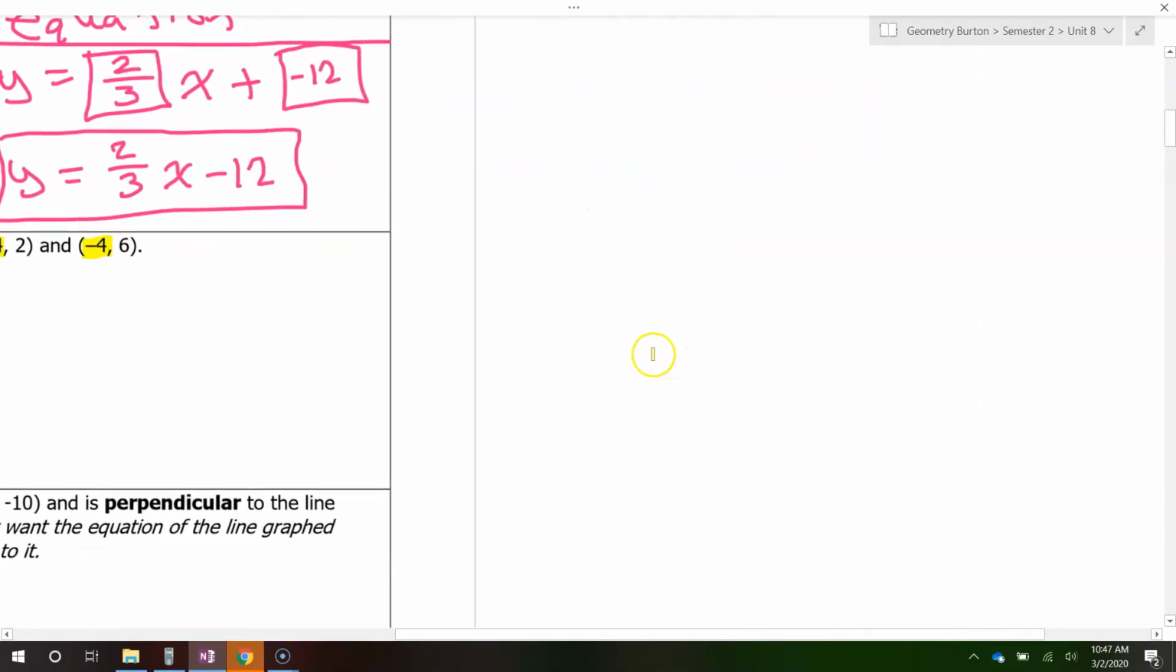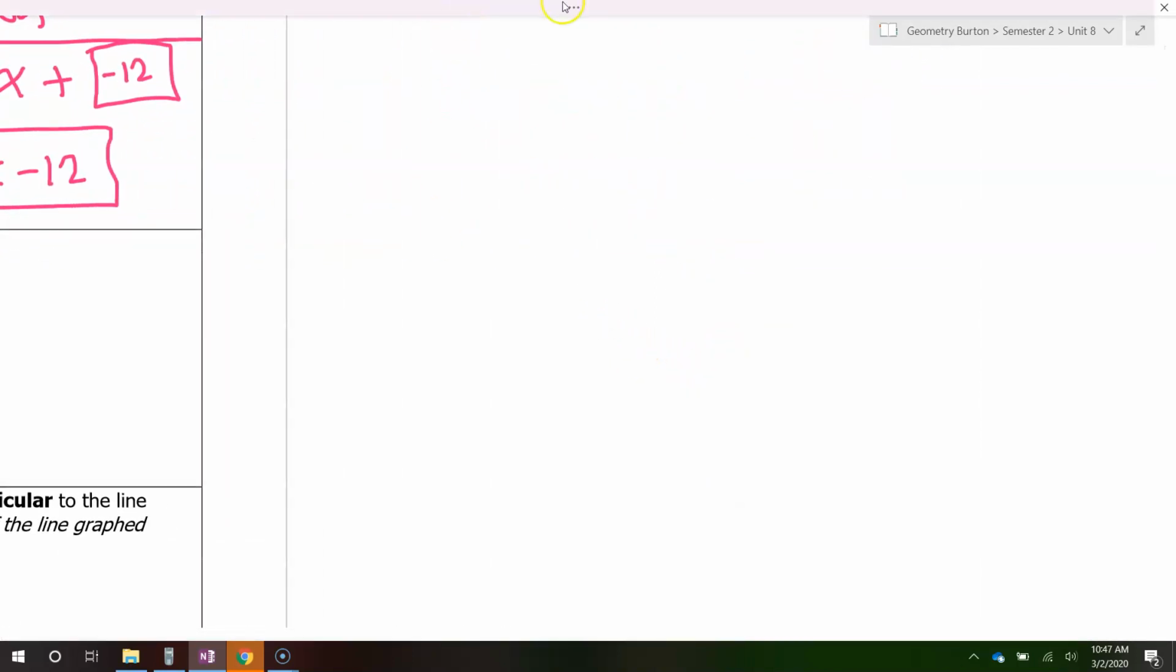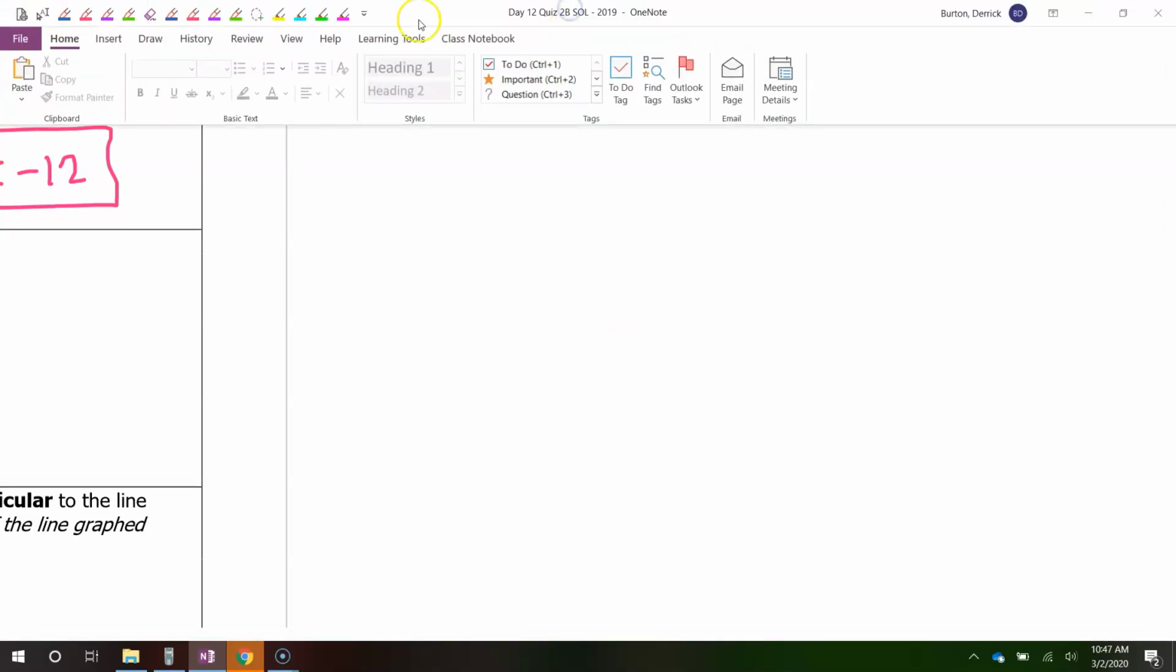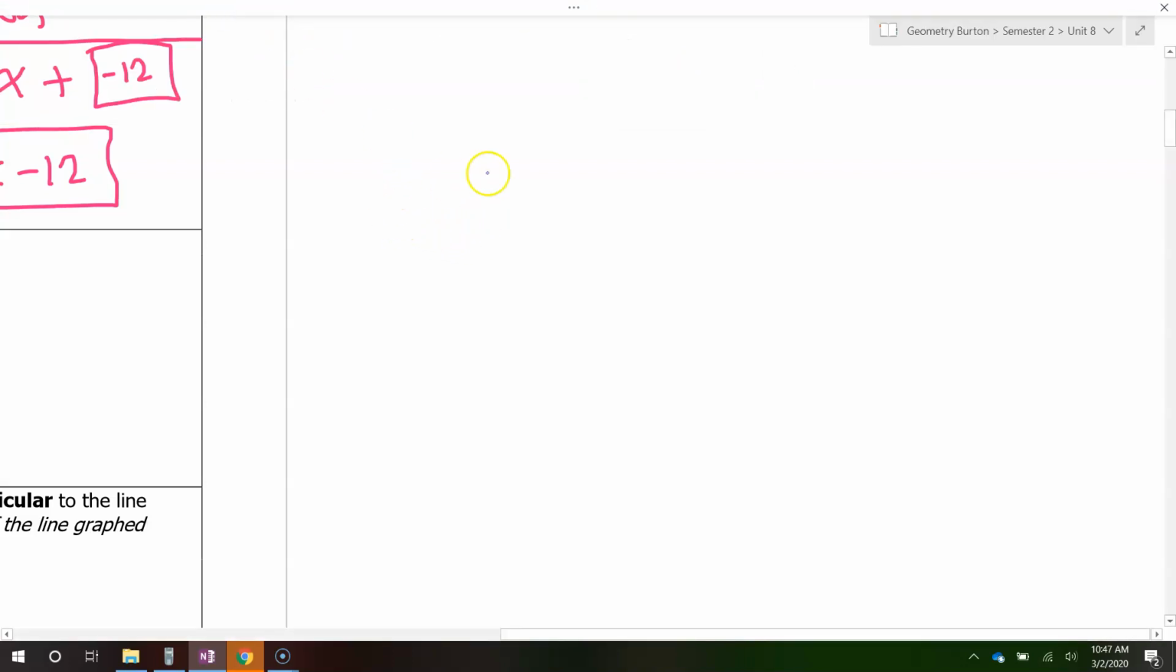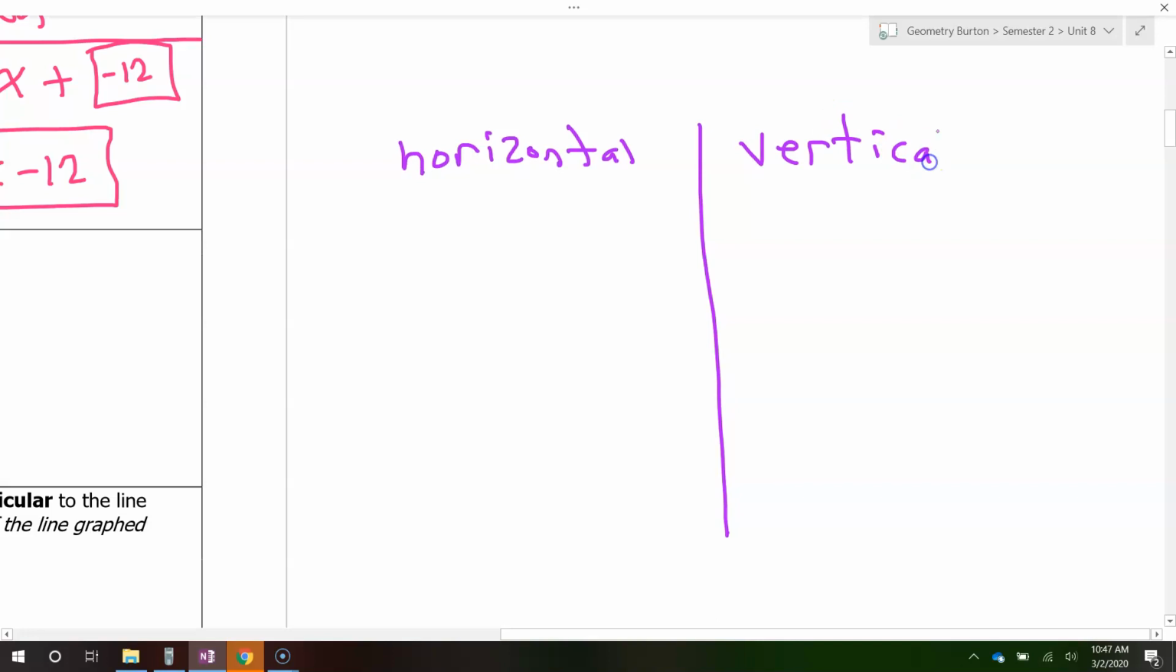Okay, so I feel like we need to have a little discussion off to the side for a second. Okay, let's talk about horizontal and vertical lines for a second. Let's make a little chart. All right, on this side, we will have the concept of horizontal. On this side, we will have the concept of vertical. Okay, first of all, what do they look like? Horizontal looks like this, whereas vertical looks like this.